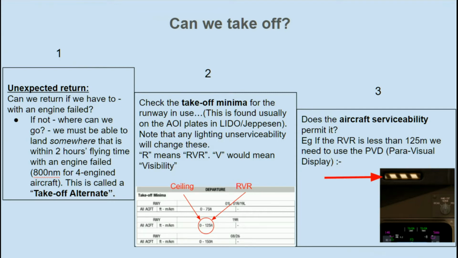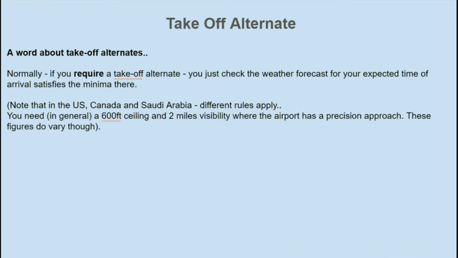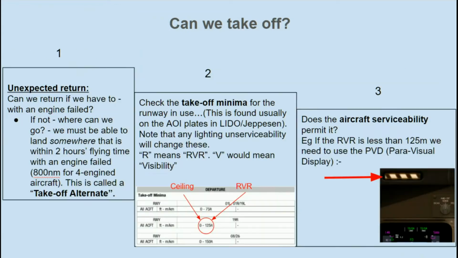Now there is a slight proviso to this, which is that our cousins in the United States, Canada, and the gentlemen in Saudi Arabia have slightly more restrictive rules. They don't really agree with us zooming off for 800 miles and then trying to do a Cat 3 landing with an engine failed or whatever. They require a forecast at the takeoff alternate, which in general would have a 600-foot ceiling and 2 miles visibility. It depends on what kind of approaches are available and how many approaches they have. But that's just something to think about. So they are a little more restrictive.